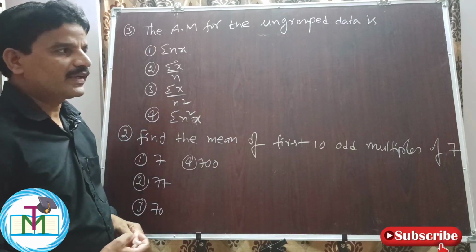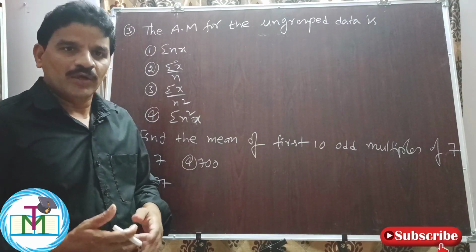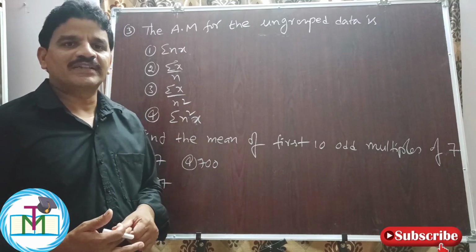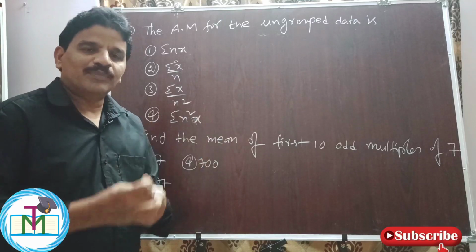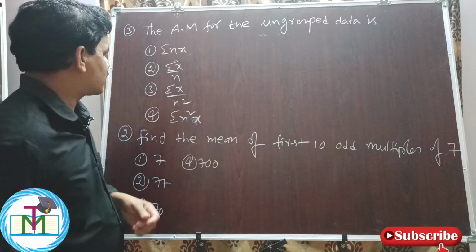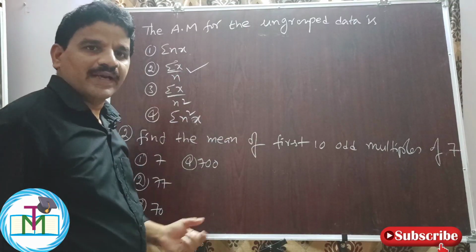Question number 3: the arithmetic mean for the ungrouped data. What is ungrouped data? Ungrouped data means only x1, x2, x3, and so on up to xn. We discussed it already in a previous video. So for the ungrouped data, mean is the sum of all observations by the total number of observations, nothing but sigma x by n. So option 2 is the right answer.